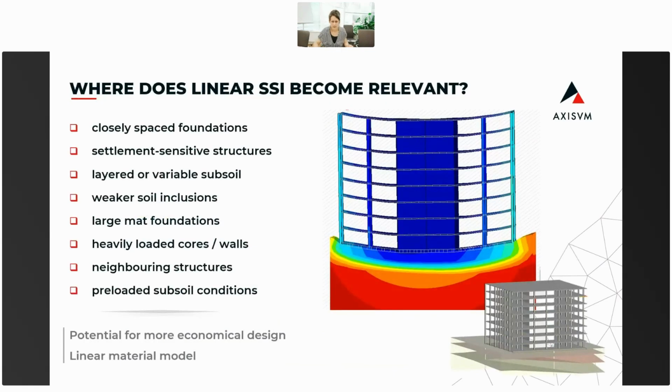Now, let's see when soil structure interaction becomes relevant. The answer is that soil structure interaction becomes relevant when the deformation of the soil starts to influence the deformation of the building. Typical examples are closely spaced foundations, settlement-sensitive structures, layered or variable soils, weaker soil inclusions, large mat foundations, heavily loaded cores and walls, neighboring structures, and preloaded subsoil conditions.